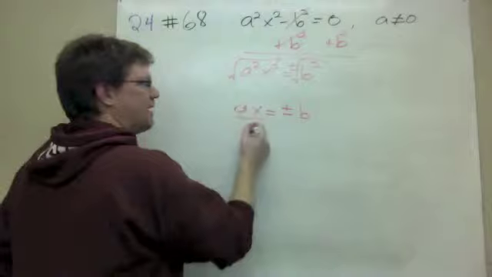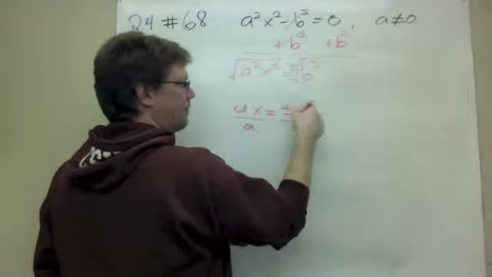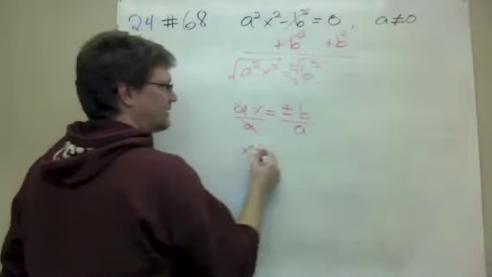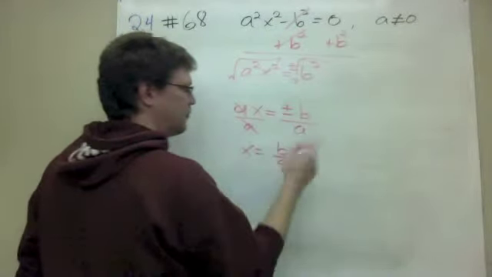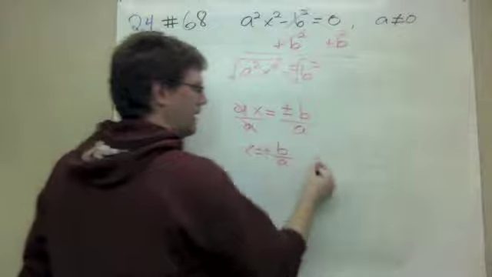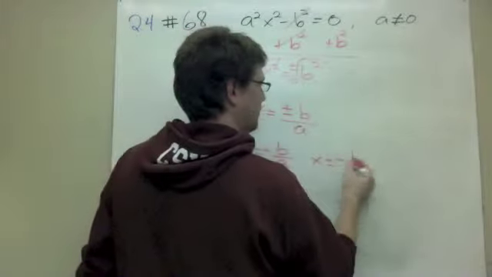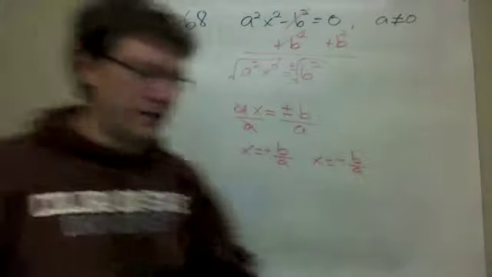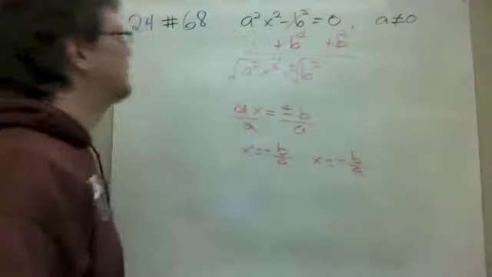Then if I divide both sides by a, that cancels. So x is going to be b over a, which is one solution, the positive one, or x is going to be equal to negative b over a. So that's recognizing the fact that we can extract these square roots.